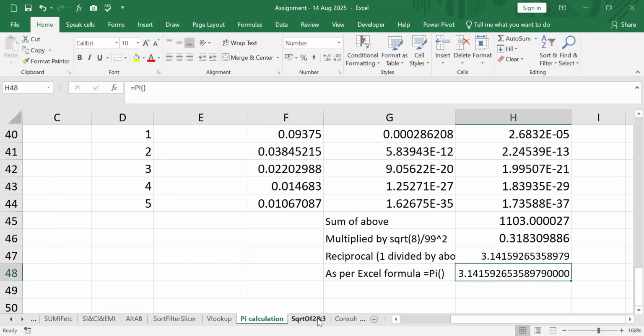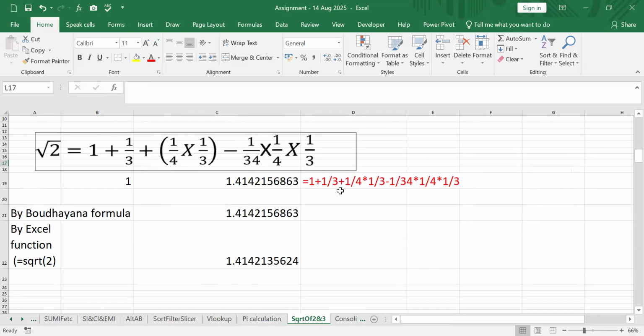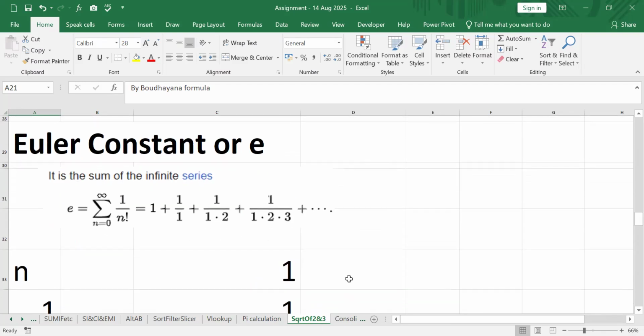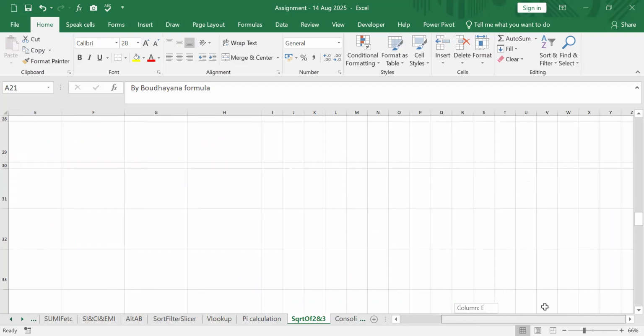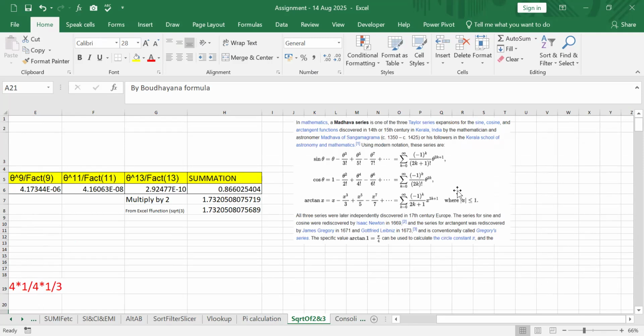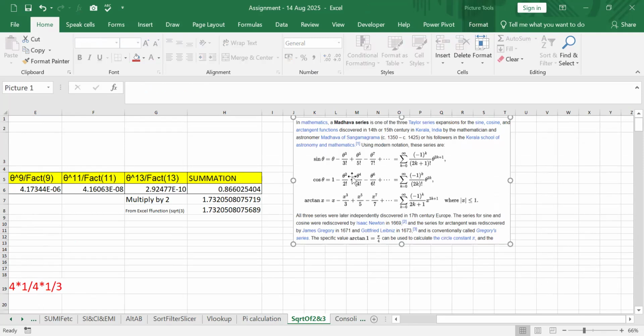Another one is, we have done square root of 2 earlier, using Bodhayana's formula as given in his book Sulabha Sutras 2800 years ago. For square root of 3, we are going to use a different method, and that is called the Madhava series. Madhava was an Indian mathematician of Kerala. It is called Madhava of Sangamagrama, 1350 to 1425.